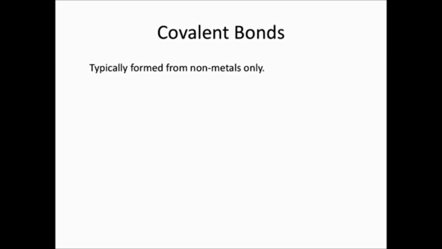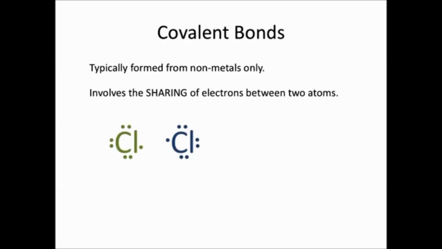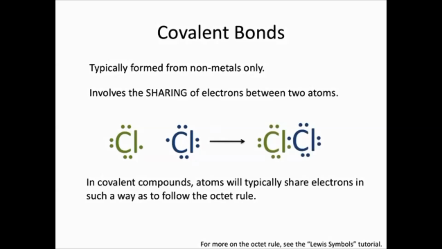Covalent bonds are typically formed from nonmetals only, and they involve the sharing of electrons between two atoms. So in the example of a chlorine-chlorine bond, instead of one chlorine atom giving its electron to the other chlorine atom, like in the example of NaCl, each chlorine atom will share one of its electrons to form a covalent bond. And just like in ionic compounds, in covalent compounds, atoms will typically share electrons in such a way as to follow the octet rule.